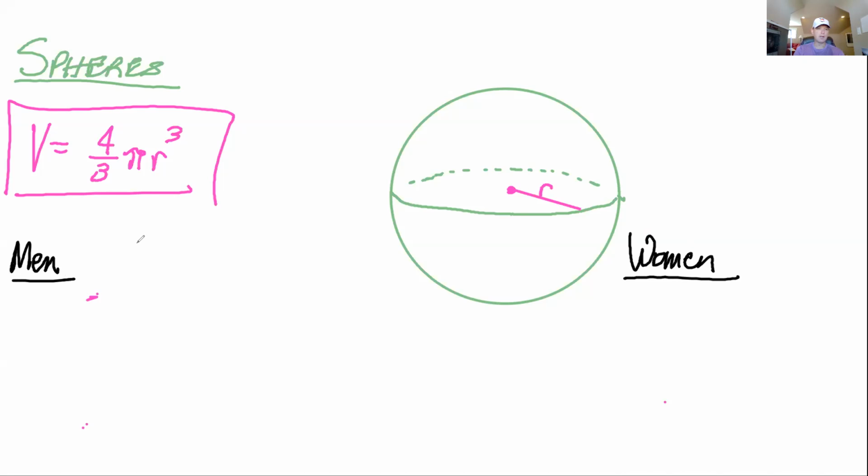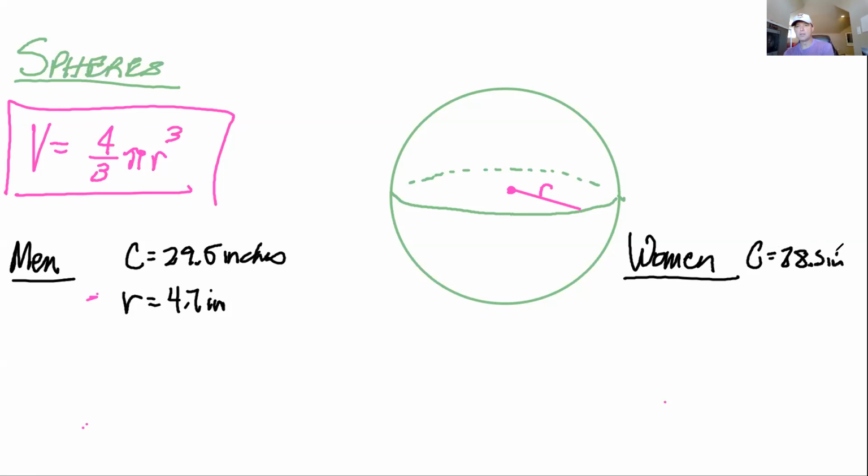Based on circumference being 29.5 inches, that translates to a radius of about 4.7 inches. For women, a circumference of 28.5 inches translates to a radius of 4.5. So if you notice that 0.2 of an inch, guys, that's less than 1/4 of an inch. That's the difference in radius between a men's ball and a women's ball. It's very, very small. And yet you hold them in your hands, they feel very different, right?